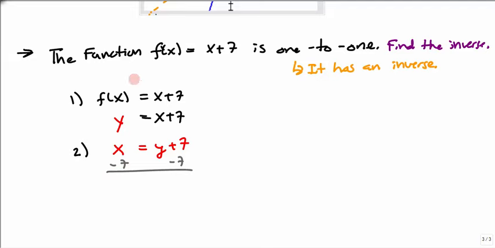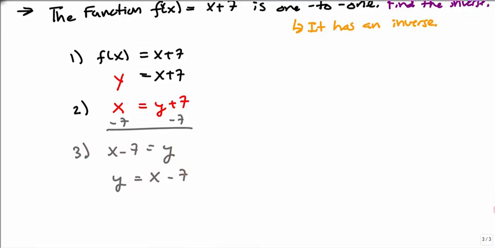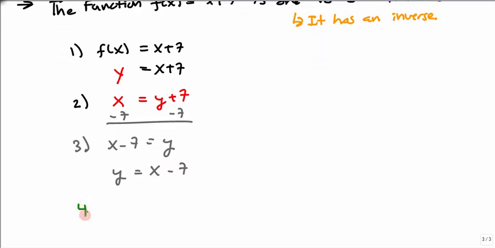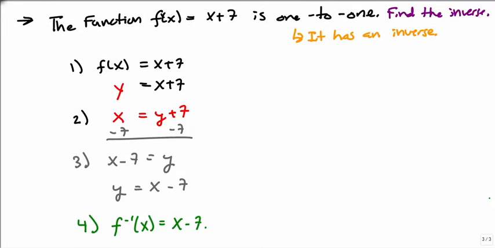So here, for my third step then, I'd have x minus 7 equals y. I'm going to rewrite this so the y is on the left. And then my fourth step would be to replace the y with f inverse notation. So what we've done here is we have found for the function f of x equal x plus 7, we've just determined that the inverse is equal to x minus 7.